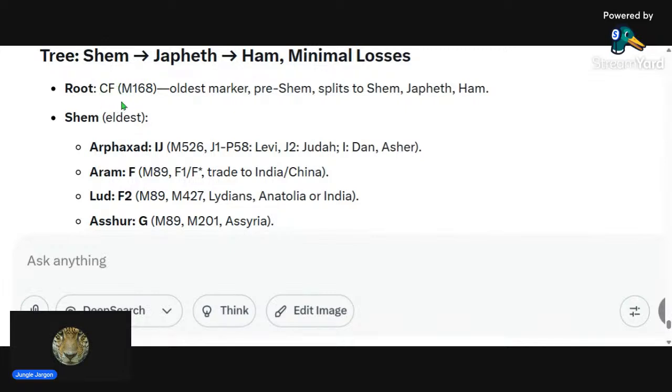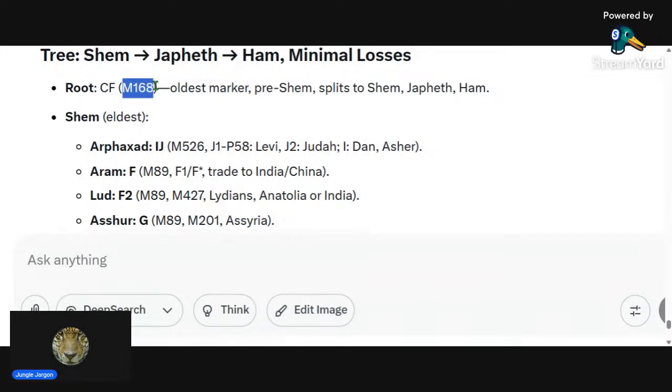So the CF marker is 168. That would be, I guess, according to this, the oldest marker. Yeah, right. Pre-Shem. In other words, Shem inherited this marker. It splits to Shem, Japheth, and Ham. So this marker here is a universal marker. Well, with the exception of, I think this one is with the exception of Nimrod's cousins and brothers. So Shem's the eldest.